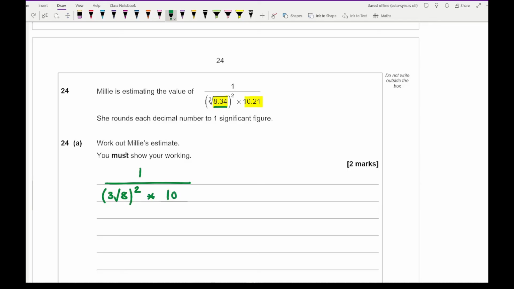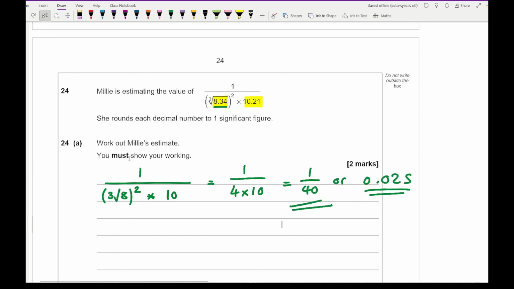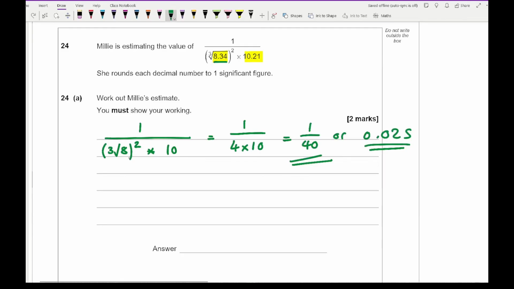Now, if we type that into our calculator or you work it out, you should end up with 1 over, the cube root of 8 is 2, 2 squared is 4. So I've got 1 over 4 times 10, which is equal to 1 over 40. And if I want to convert that into a decimal, it gives me 0.025. So either of those two answers would be absolutely fine for the 2 marks. But it's really important that you do show your working, at least the fact that you've rounded each of those numbers to 1 sig fig.